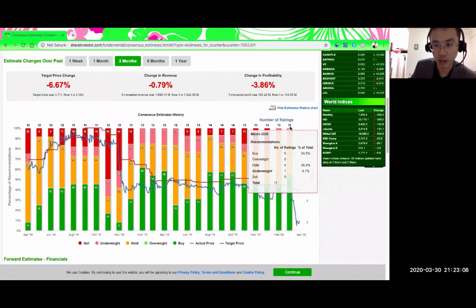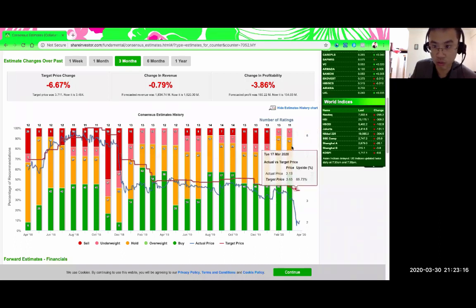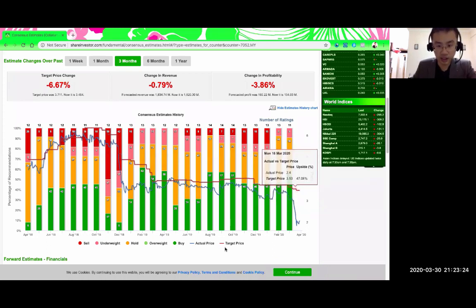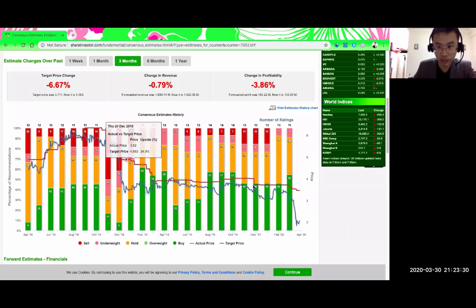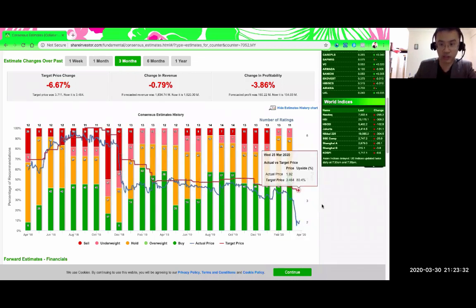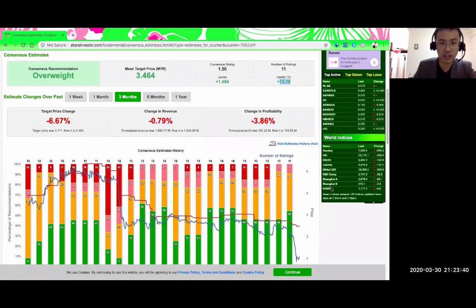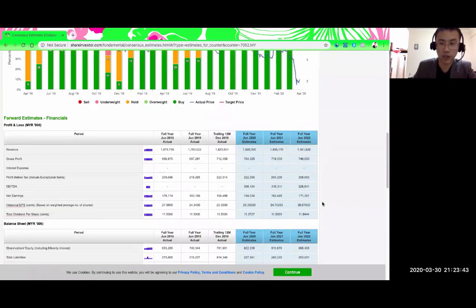Recently, there are 11 ratings on Padini, in which 9% asks you to sell, 36% asks you to hold, and then 54% asks you to buy. Okay, so this is the rating, and the red line means the target price, and the blue is the actual price. Right now the actual price is below the target price by a huge margin. So Padini is definitely an undervalued company in this case, from the consensus point of view, which is done by licensed stock analysts.